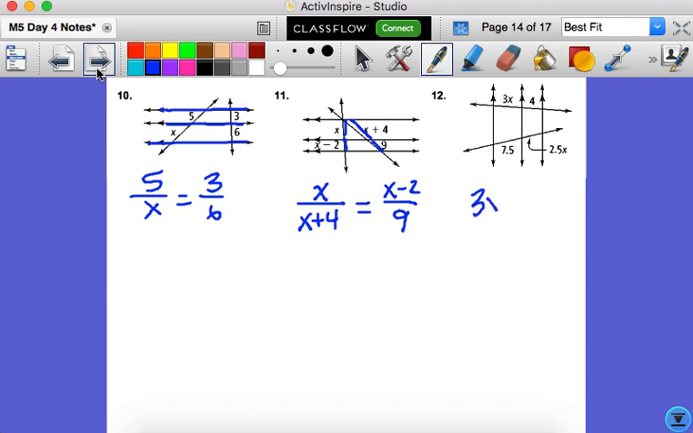For the one on the right, one option you could say is 3x over 7.5 equals 4 over 2.5x. Again, that's not the only option. You could have moved that around a little bit and said 3x over 4 equals 7.5 over 2.5x, and you would end up with the same answer.